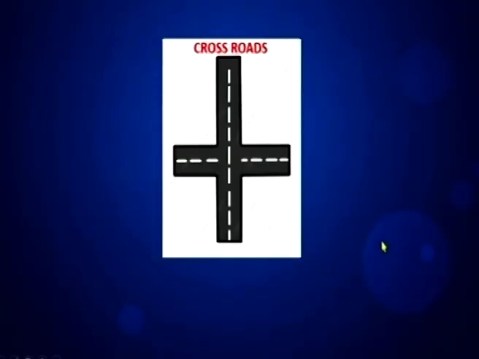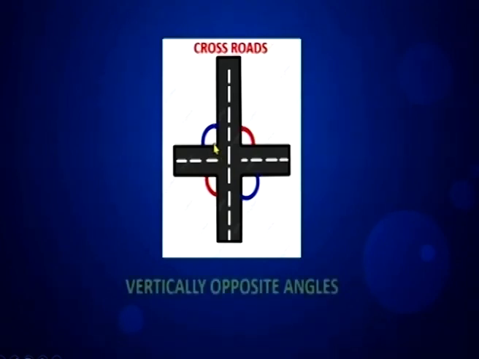Let us see the image shown on your screen. It shows a crossroads, and these crossroads, if they represent two lines, there are four angles formed here. Now these two are opposite angles. Similarly, these blue colored marked angles are also opposite angles. Such type of angles are called vertically opposite angles.